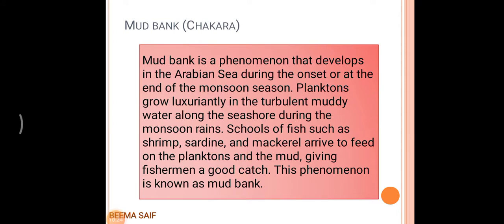We are discussing the topic mud bank or chagara. Mud bank is a phenomenon that develops in the Arabian Sea, and it takes place during or at the end of the monsoon season. What is the specialty of that season? Planktons grow luxuriantly in the muddy water. Schools of fish arrive there to feed on the planktons. This gives fishermen a good catch. So that phenomenon is called mud bank.